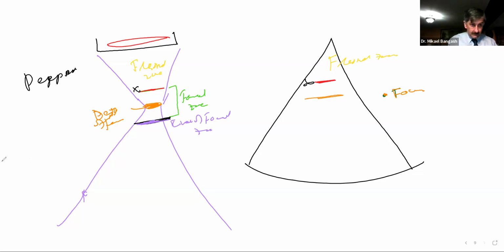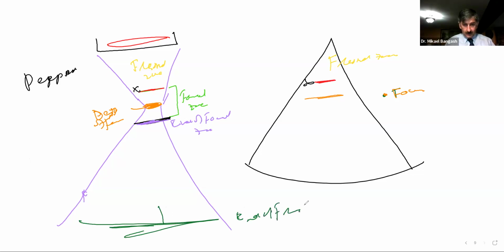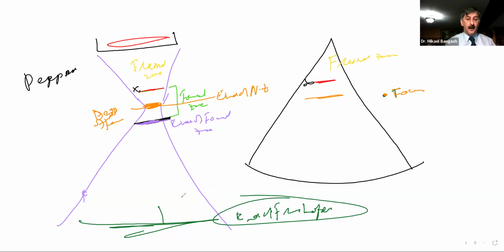This is going to be considered the end of the Fraunhofer zone. Okay, and end of near zone. Even this here is going to be the end of the near zone. So the one that is going to be deepest is the end of the Fraunhofer zone.